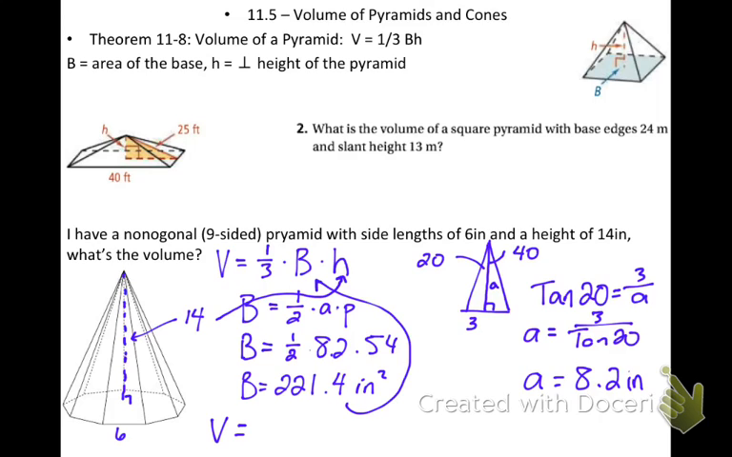I can plug in the area of my base and then my height. So my volume is equal to 221 times 14 divided by 3. That gives 1,033.2 cubic inches.